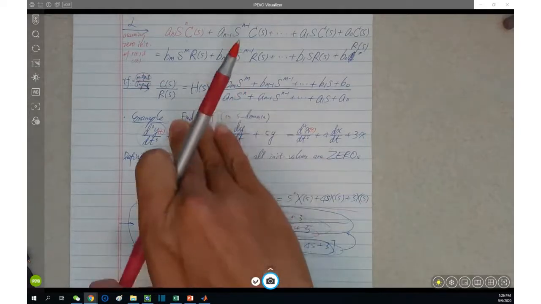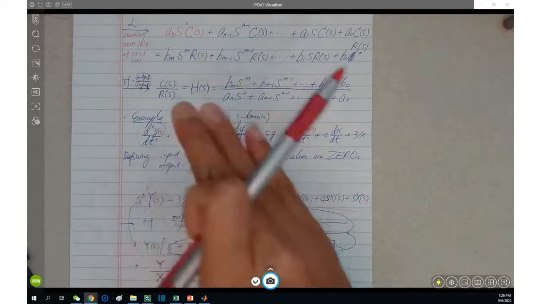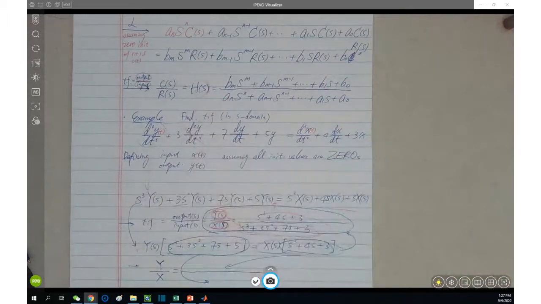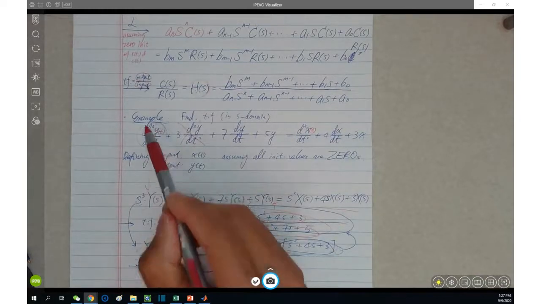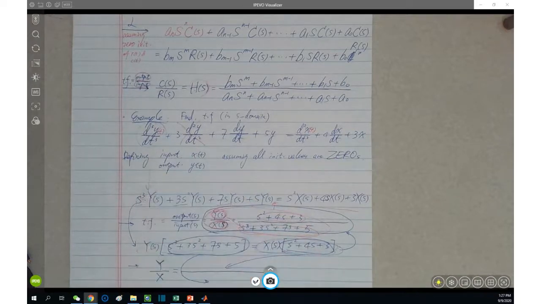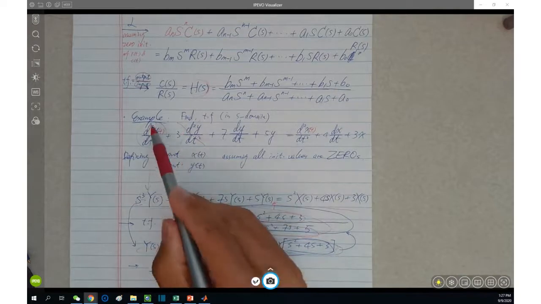If one is missing, it's very easy to make a mistake. Say you don't have this term. It's very easy to make a mistake, so you need to be very, very careful. The order of the derivative must match the order of the s term. They must be the same. The order of the derivative must be the order of the s term.